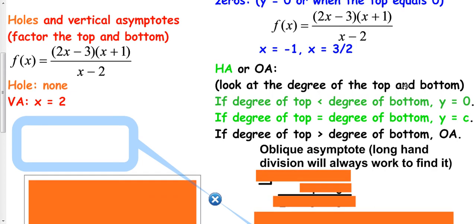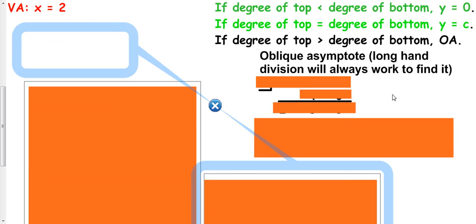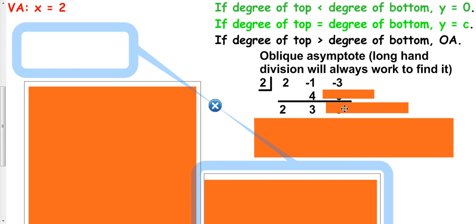So to work this out, I would go back and use my original problem, put the 2, the -1, and the 3 after your half box. We're going to put 2 in the half box, because that's what causes the bottom to be 0. Remember, you drop down the first number, multiply, add, multiply, add, and the last number is your remainder. So your oblique asymptote is going to be y equaling your quotient, which is right here. In this case, it's y equals 2x plus 3.